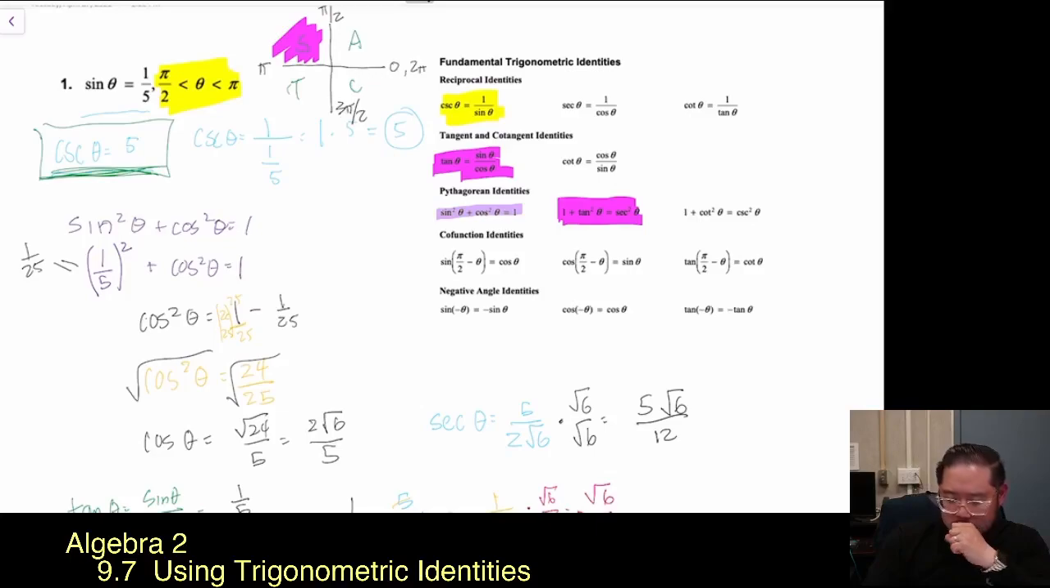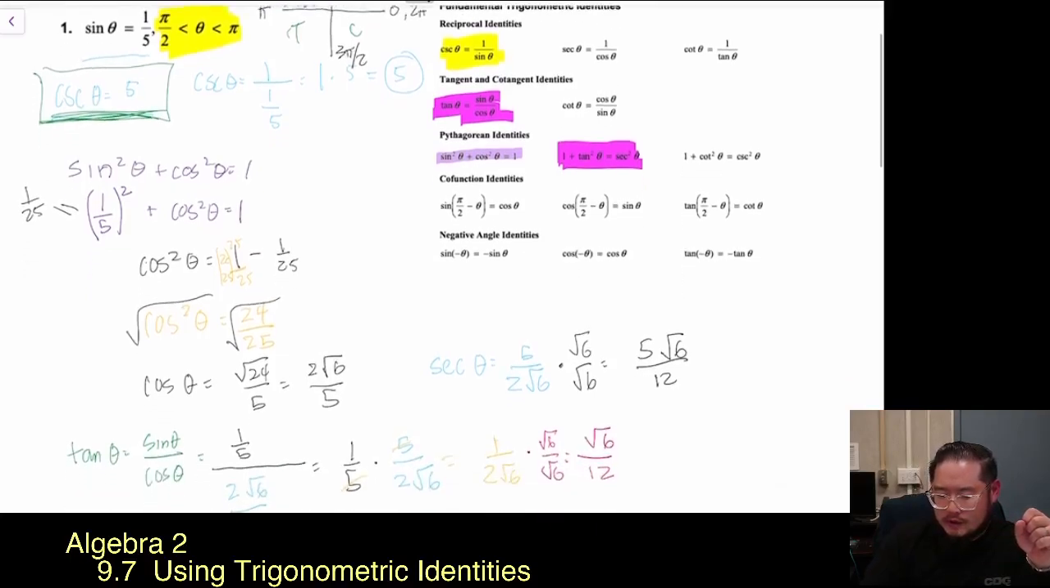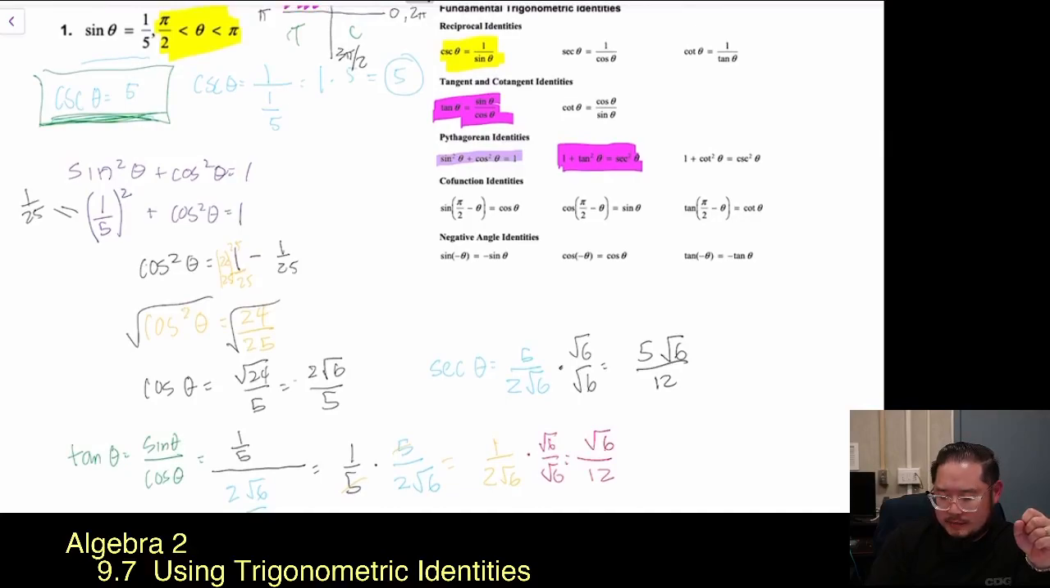But let's go through the rest. Cosine right here needs to be negative. Okay, so this right here is our answer for cosine theta.